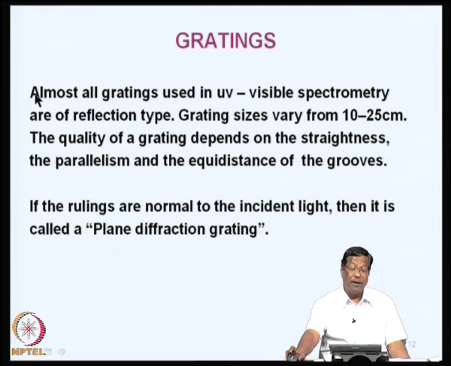Gratings, as we have already discussed, they give you beautiful small sharp peaks, and almost all gratings used in UV visible spectrophotometry are of reflection type. So, grating sizes, you will be surprised to know that they vary from 10 to 25 centimeters. The quality of a grating actually depends upon the straightness, the parallelism, and the equidistance of the grooves. If the rulings are normal to the incident light, then we call it a plane diffraction grating. That means, you draw the lines perpendicular like this, and there would be 30 up to 30,000 lines you can draw per centimeter. You can imagine how much reflecting surface it gives, and as you rotate the grating, the wavelength will be selected.